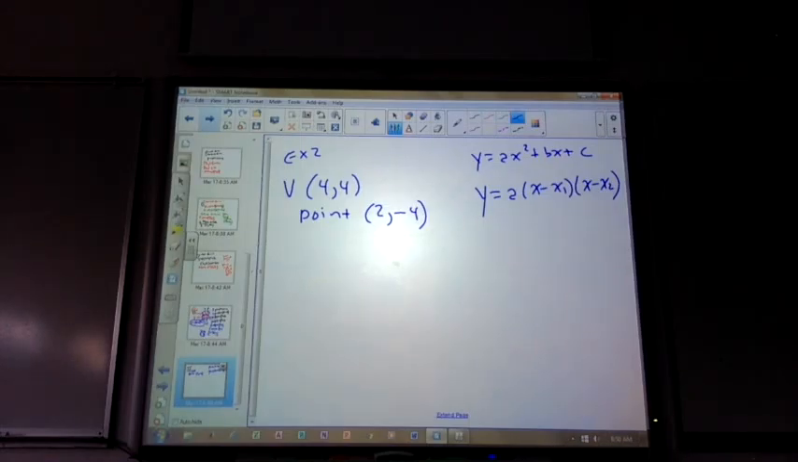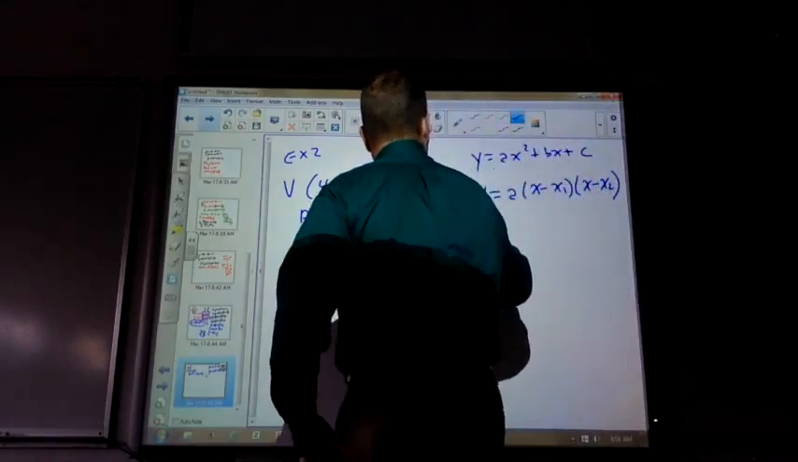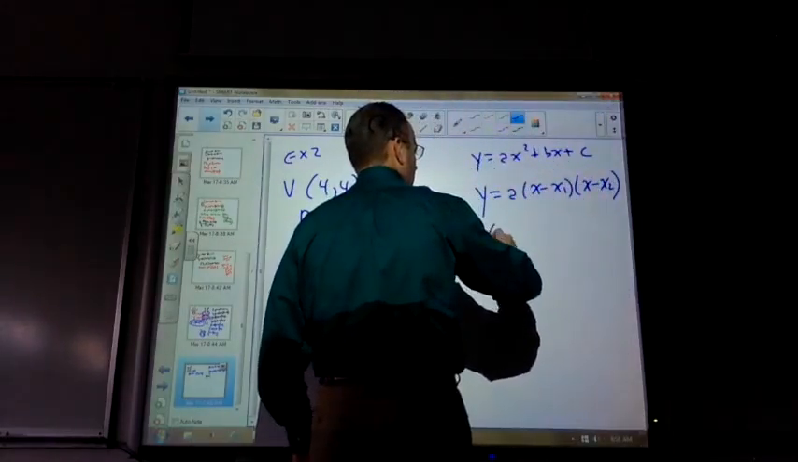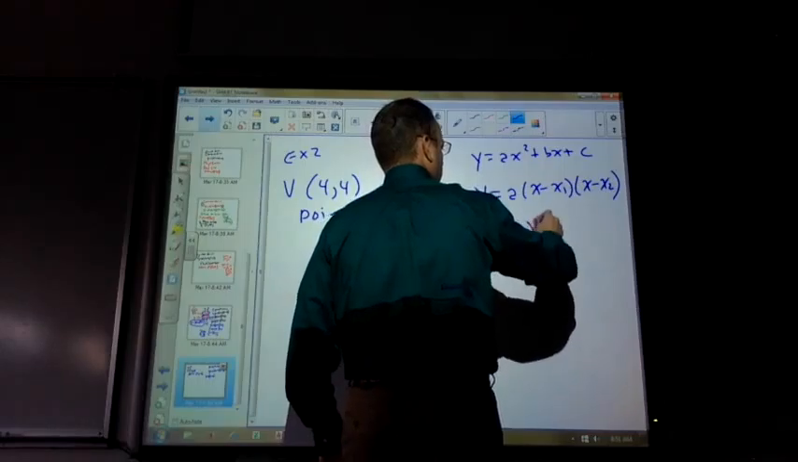So I know an x and a y. I know an x and y and an x and a y. I don't know if that's going to help me. So then we go to the vertex form: a(x minus h) quantity squared plus k.